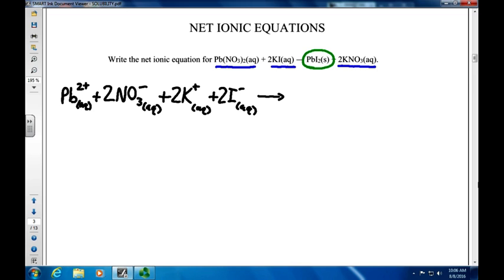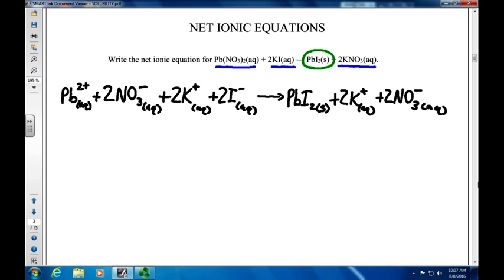Then we have our products, which again, the solid stays the same, PbI2, S for solid, plus 2 potassiums, aqueous, and 2 nitrates. Also aqueous. And we get that from the 2 coefficient in front of the potassium nitrate compound.